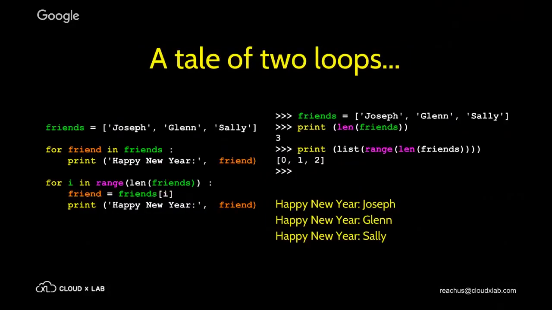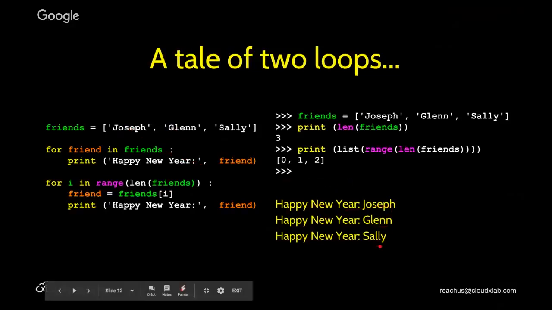So here what we're trying to show is we define a list called friends. We're going over the friends and we are saying Happy New Year, friend. So it is basically going to print Happy New Year, Joseph, Glenn, and Sally.